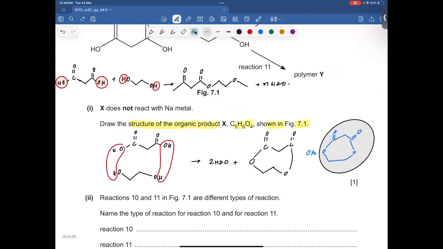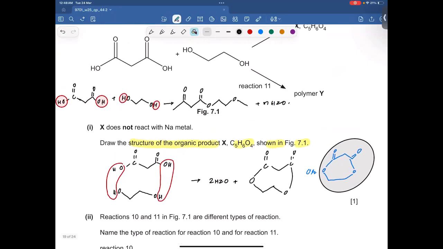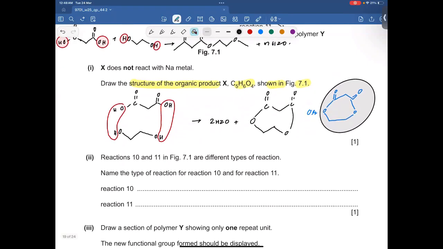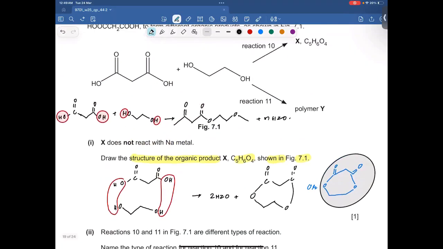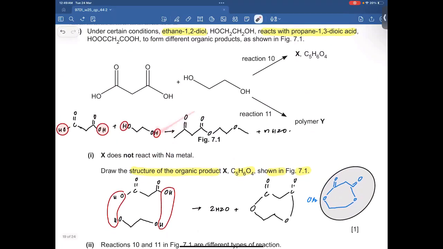Name the type of reaction for reaction 10. So reaction 10 is basically condensation because two molecules are combined together. Addition elimination भी कह सकता हूं मैं. And obviously this formation of polymer is condensation.